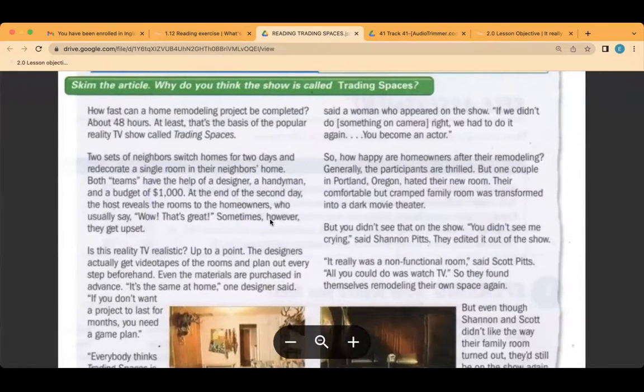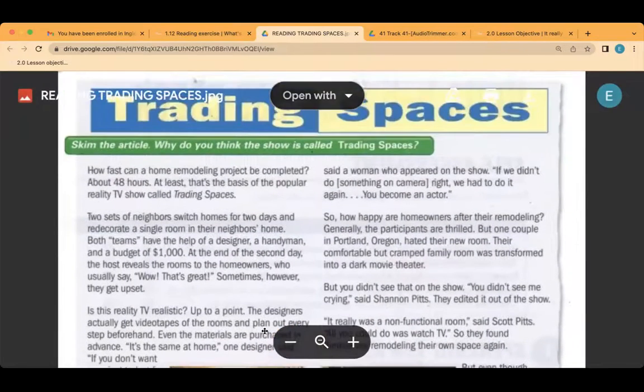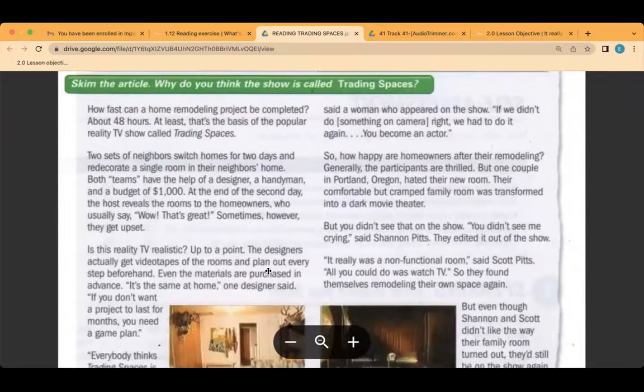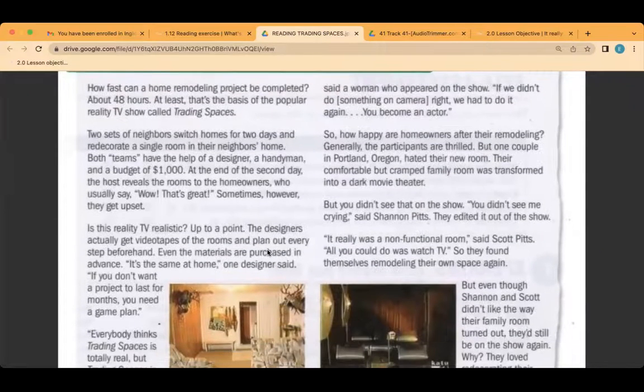Who is going to read the first paragraph? The topic is Trading Spaces. Okay, I want to try. Thank you. Please read. How fast can a home remodeling project be completed? About 48 hours, at least. That's the basis of the popular reality TV show called Trading Spaces.